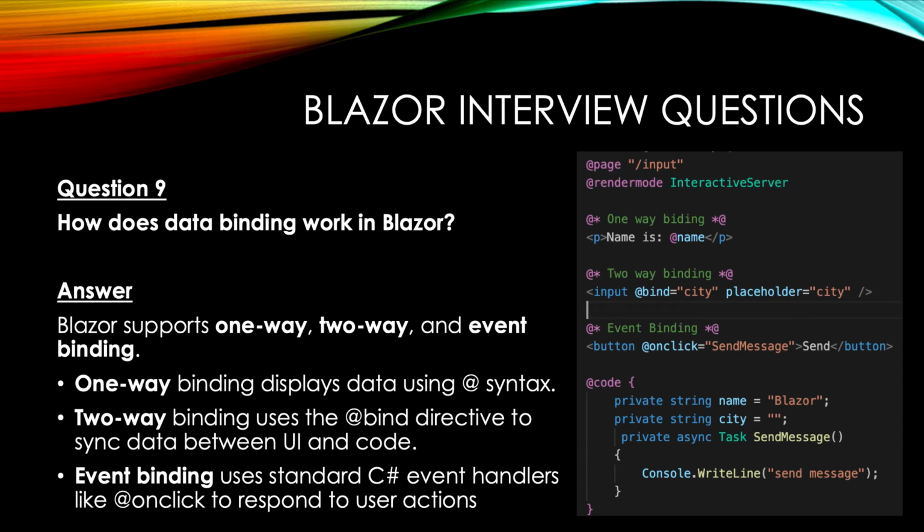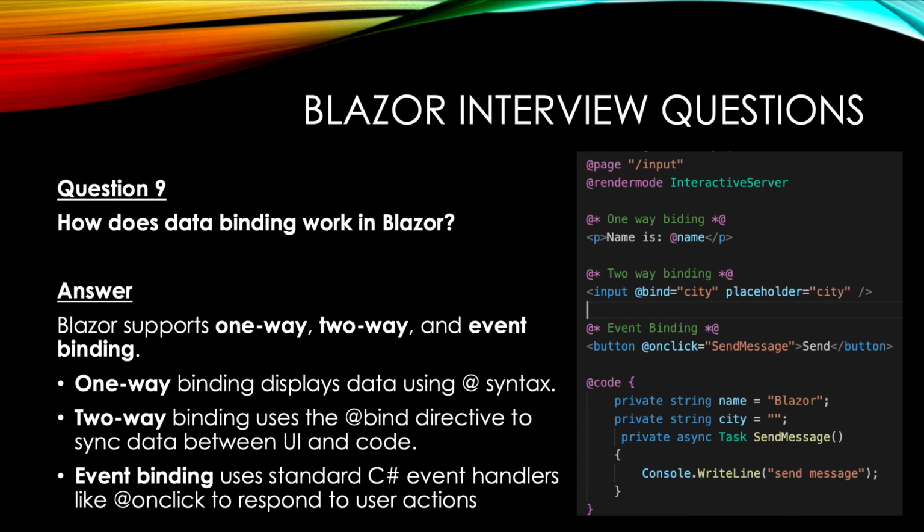Moving on to another question, 9. How does data binding work in Blazor? Blazor supports three types of data binding: one-way, two-way, and event binding. One-way binding displays data using the @ syntax. Two-way binding uses the @bind directive to sync data between the UI and code.